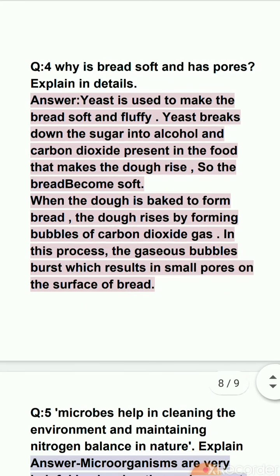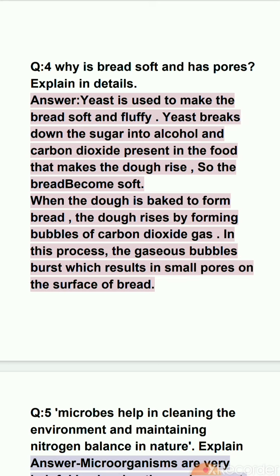The next question is, why is bread soft and has pores? Explain in detail. The answer is, yeast is used to make the bread soft and fluffy. Yeast breaks down the sugar into alcohol and carbon dioxide present in the food. That makes the dough rise, so the batter helps to rise. So the bread becomes soft.